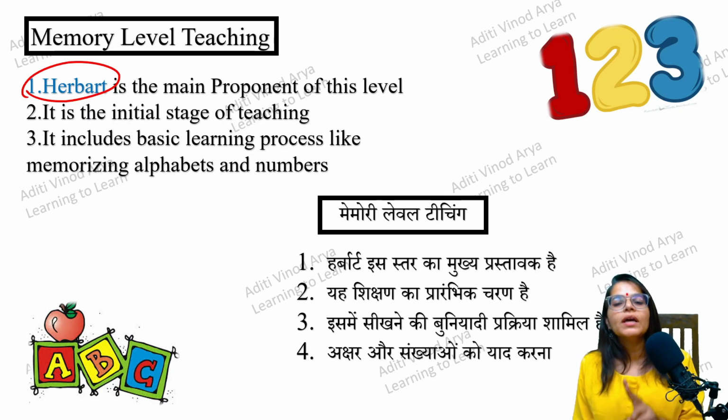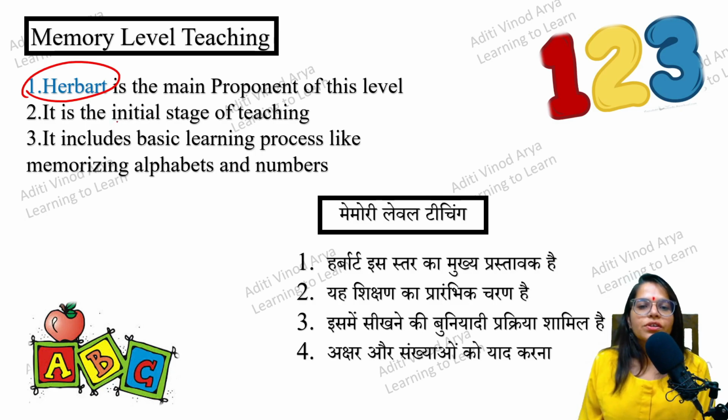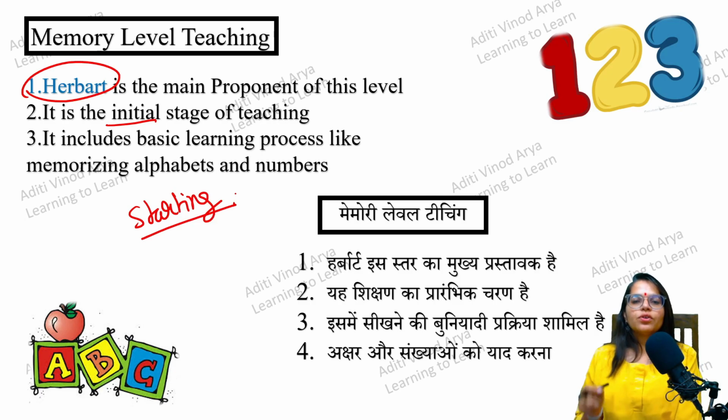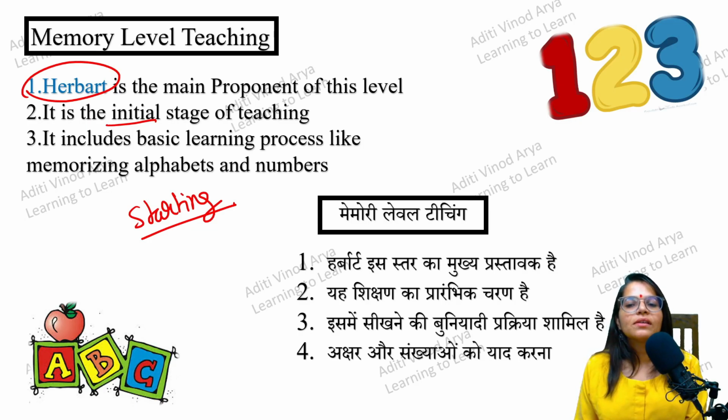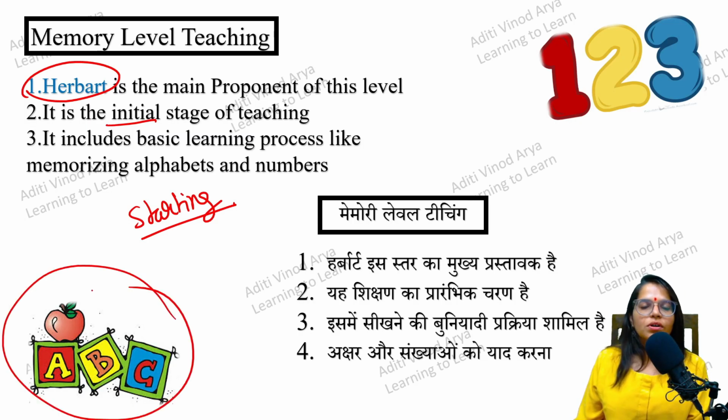First important point. This is the initial stage. Initial means the starting stage. If you don't know any words and I'm just writing out the word, make sure you write it down in your book so that you don't have any confusion, and try to remember those words. So initial means the starting stage. It is the starting stage of teaching. It includes the basic learning process like memorizing the alphabets, memorizing the numbers, etc.